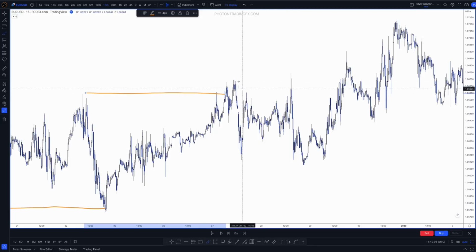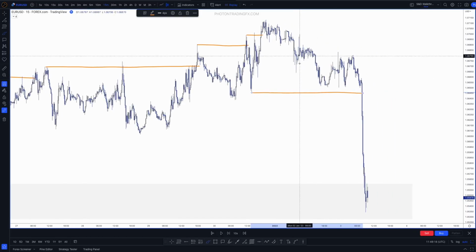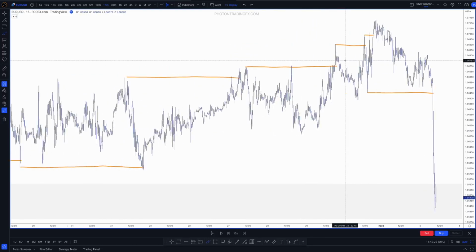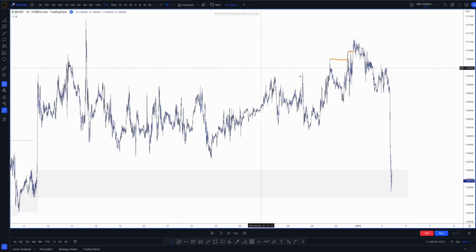Okay, and then we pull back, and then we finally break and close over here, and then we have another pullback, and we break and close above there. And we have a sharp pullback, and we break and close there. So the lowest point would be this low, and then we switch bearish, okay? So this is our current M15 swing high. Obviously you can see where the current low is. So let me just quickly delete all of that.